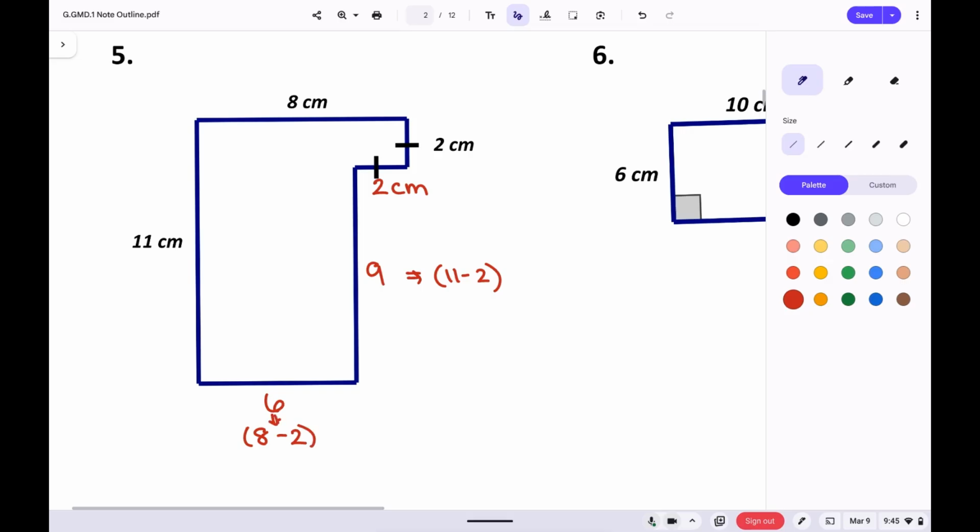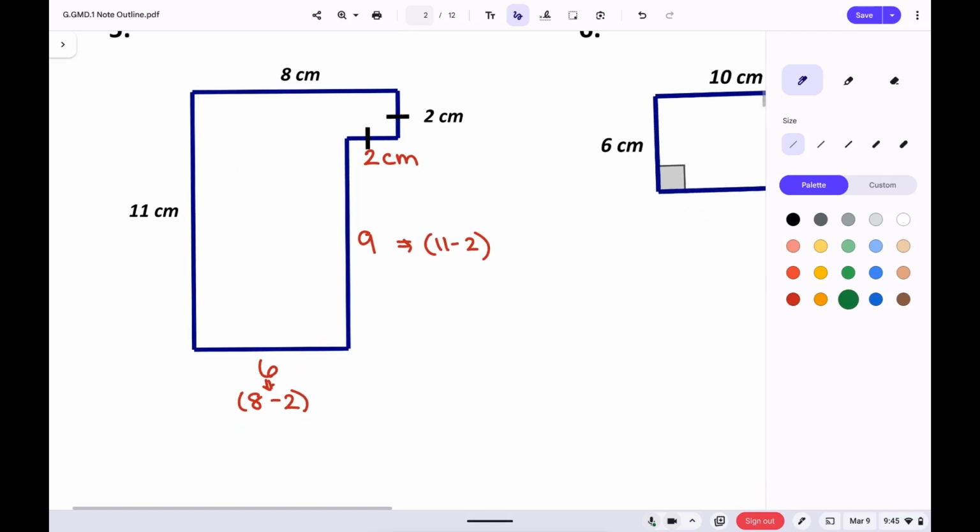Okay, so then how do we find perimeter? Add all the sides. So the sides are 8, 2, 2, 9, 6, and 11. And what do we get? 38 centimeters. Very good.